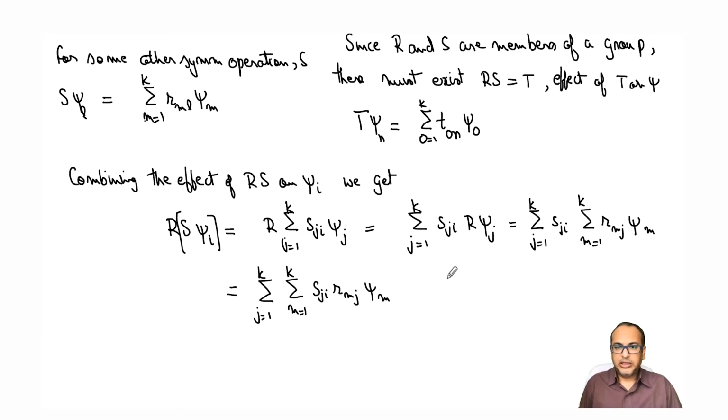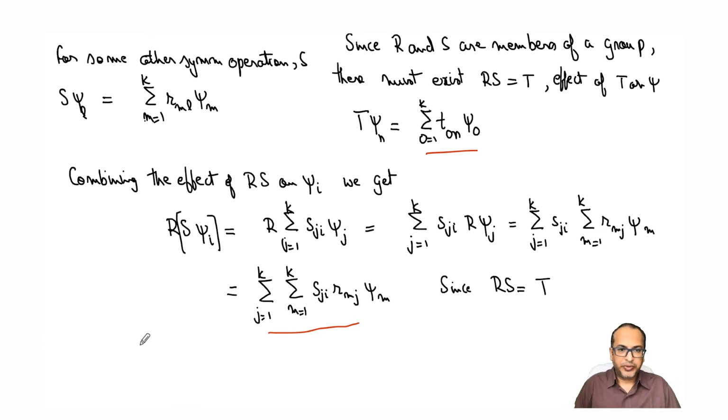Now since Rs is equal to T, we have chosen this: if R and S are members of a group, then there must be a T as a member of the group, which should be equal to the product of the two group elements. So that would define that this particular part over here should be equal to this part over here, right? So let us equate these two.